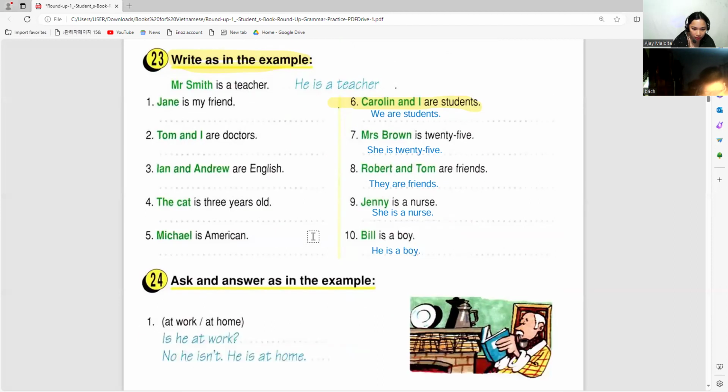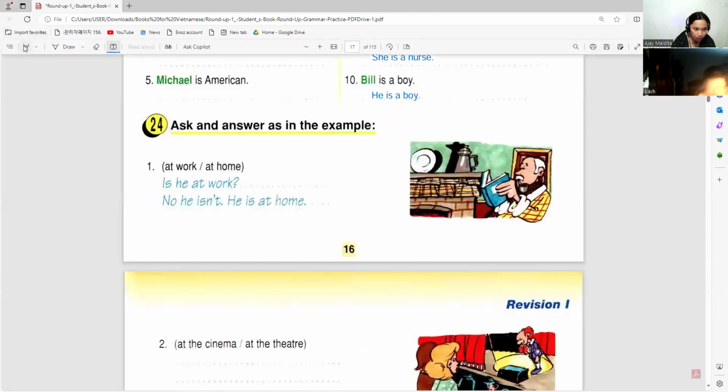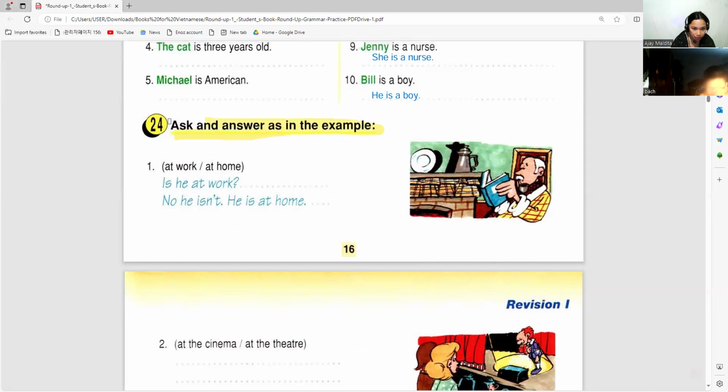Okay, so Wang Bak, let's have now our next activity, number 24. Answer as in the example, at work, at home. Is he at work? Is he at home? You will say, no, he isn't. He is at home. So the correct answer is the second one. The first answer is not correct. You will say, no, he or she or whatever, and then, he is at home. Okay, are you ready?